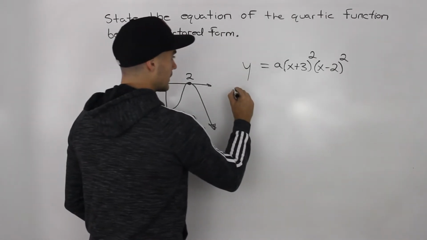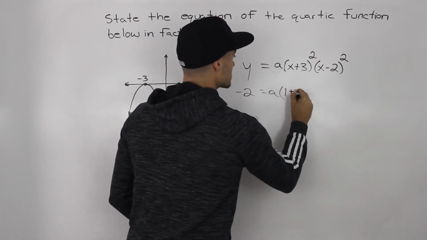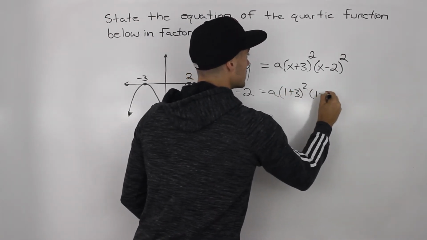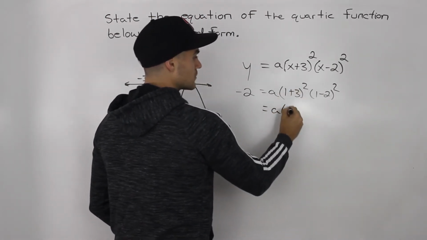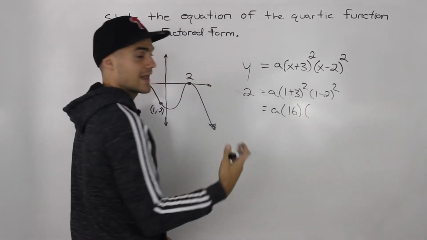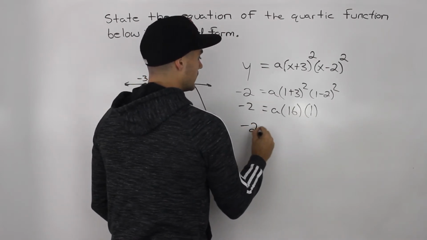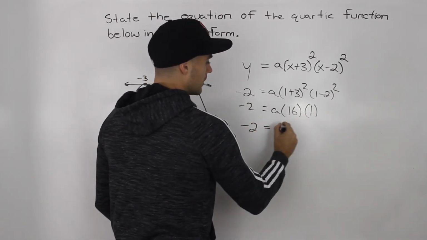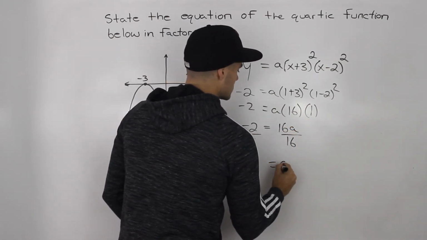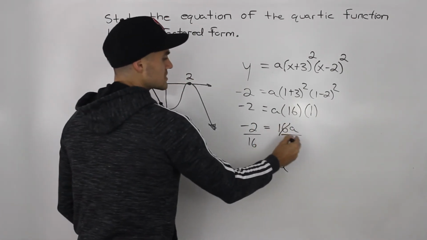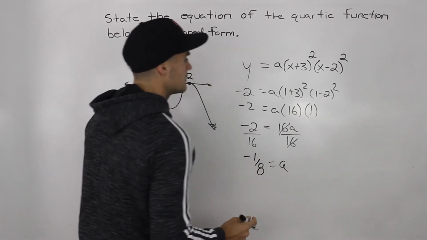So if we do that, if we plug in -2 for y, we have this a here, plug in 1 for x, so we'd have 1 plus 3 squared, and then 1 minus 2 squared. So 1 plus 3 squared is 4 squared, which is 16. 1 minus 2 is -1. -1 squared is just +1, and this is going to be -2. So we'll end up having -2 equals, if we multiply all these out, 16a, divide both sides by 16. So a would be -2 over 16, and if you simplify that further, it would be -1 over 8.